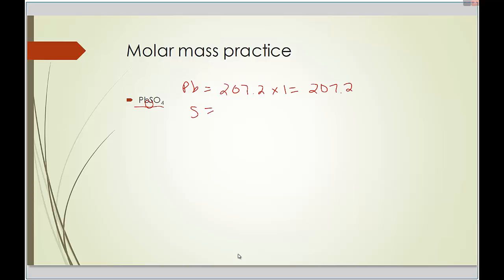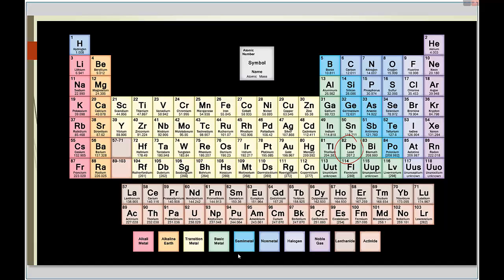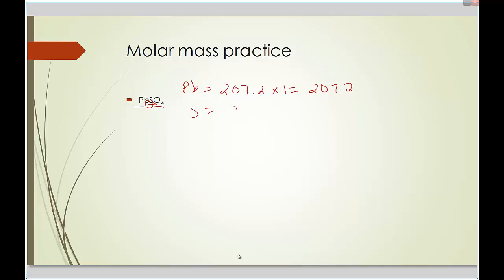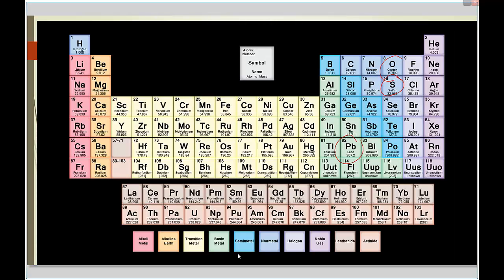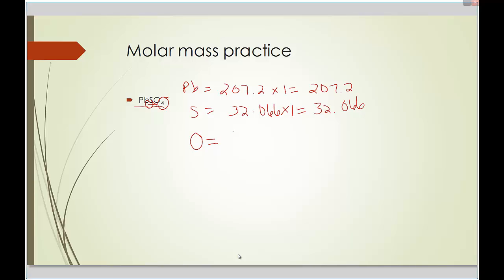Sulfur, once again there's one of them here, is right here at 32.066. This will be the only one in which I don't round off to the 10th place, by the way. Oxygen is here, and there's four of them. Here's oxygen at 15.999. Times 4, because now we have four of them.